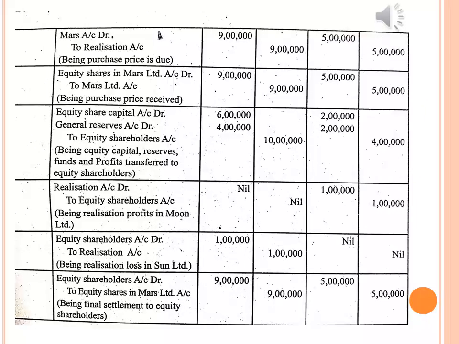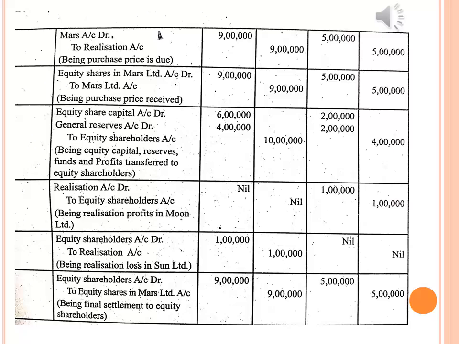The next entry we see is Mars Limited account debit to realization, 9 lakh and 5 lakh for Sun and Moon Limited. This is the purchase price we found in the purchase consideration. The next entry is paying off the purchase consideration by issuing shares: equity shares in Mars Limited debited, credit the giver, Mars Limited. So equity shares have to be debited.